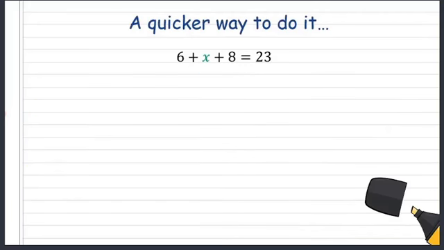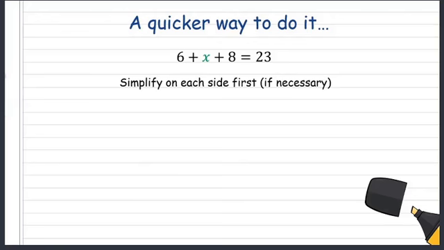There's a quicker way to do it. Instead of subtracting or adding on both sides, depending on what is given in the equation, to isolate x, there is a different, quicker way to do it. So I have the equation 6 plus x plus 8 is equal to 23. These are the steps to solve for it. You would simplify on each side first if necessary. In this case, yes, we can simplify because we have 6 plus 8, so we'll simplify that in a bit.